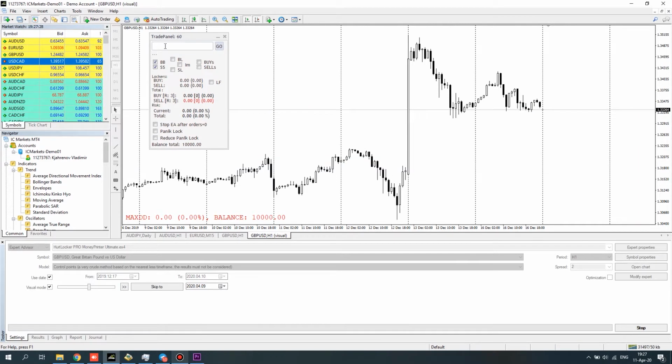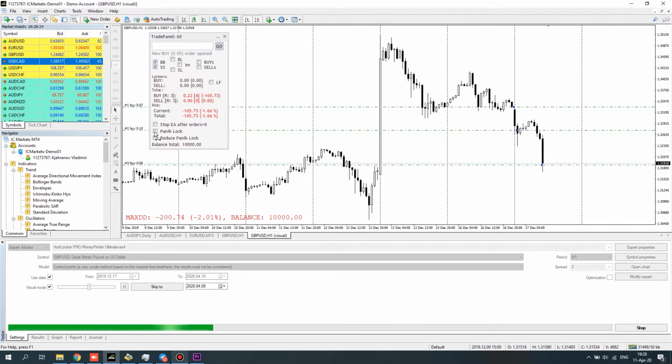Now, let's consider a situation of complex reduction. The complicated situation is when many positions of different volumes are opened on the chart. To demonstrate the work of the advisor in such conditions, I created a simulated situation. I have opened 3 positions of different volumes. Now, I lock all positions by just ticking the panic lock checkbox.